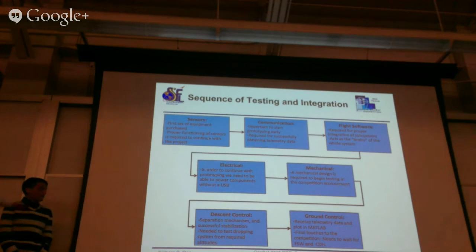Here's the sequence of testing. First start out with sensors, finding our sensors and ensuring that they work, and move down to communication, which is fixing the XPs and making sure the XPs communicate. So we've already completed these two steps. The next step here is flight software, which is again integrating code with all the sensors. Then we move on to electrical, so making sure that we can power all the components without USB, so we can take our testing in that level.